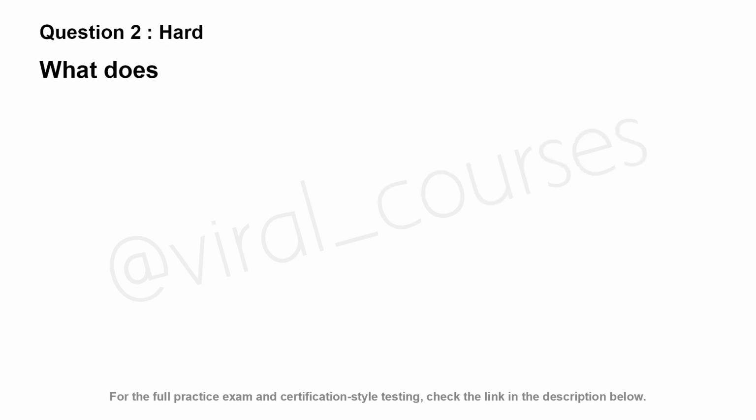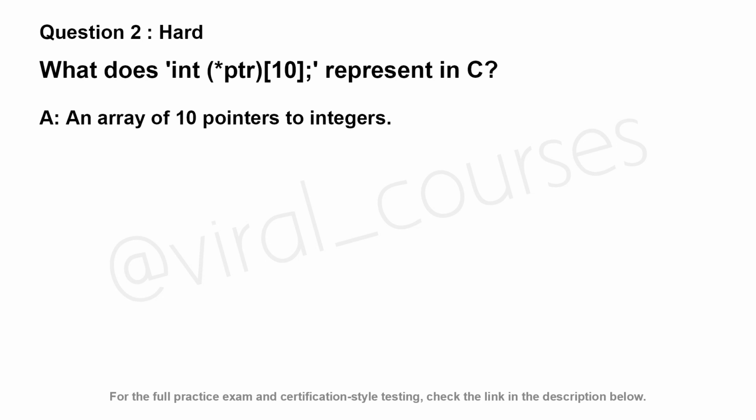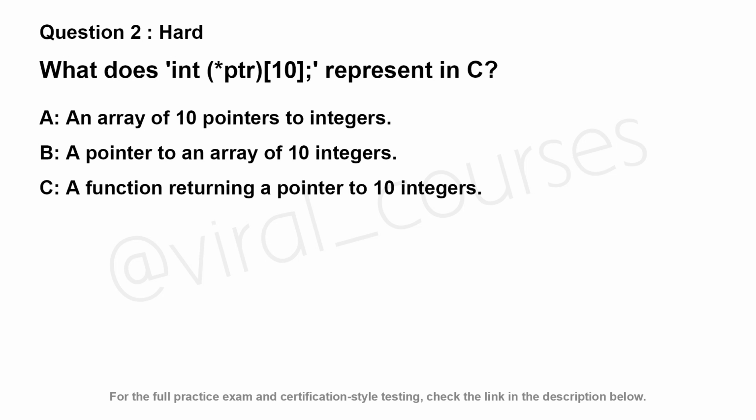What does int (*ptr)[10] represent in C? Option A. An array of 10 pointers to integers. Option B. A pointer to an array of 10 integers. Option C. A function returning a pointer to 10 integers. Option D. A pointer to a pointer of 10 integers.